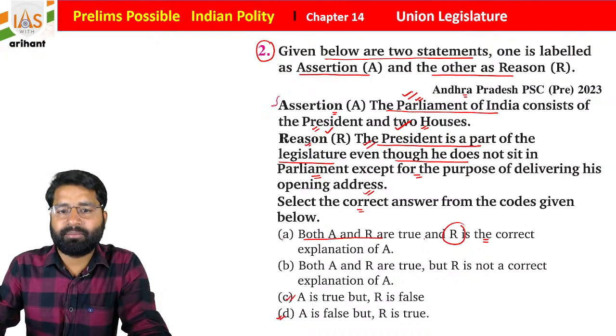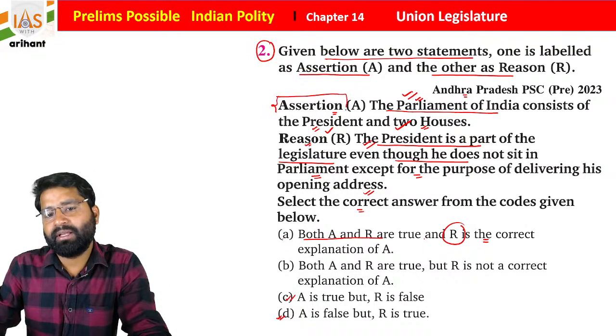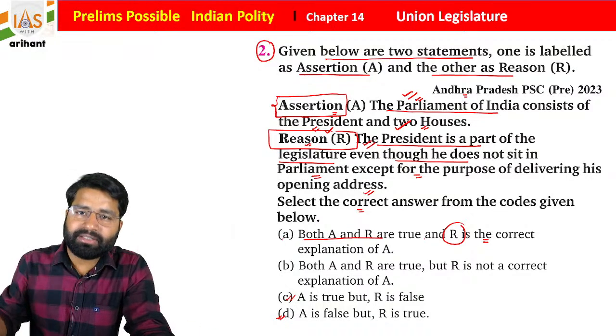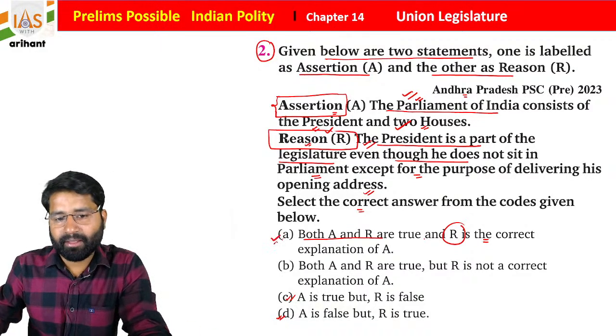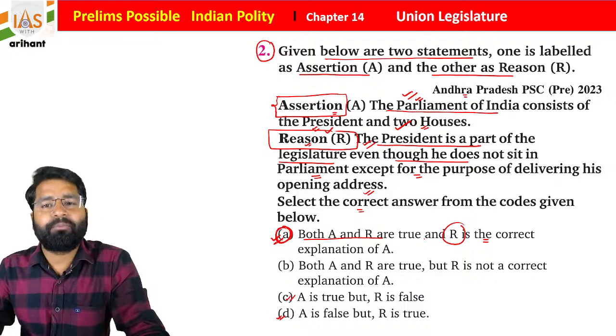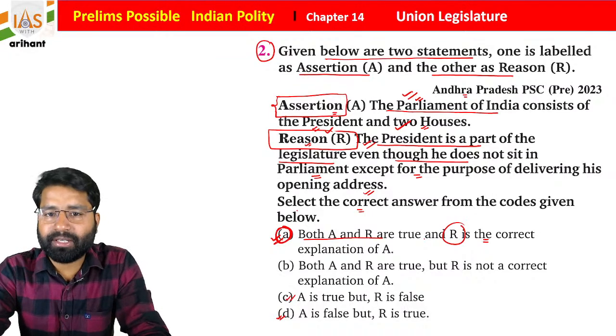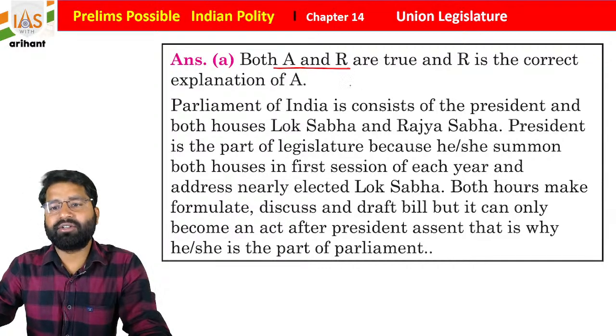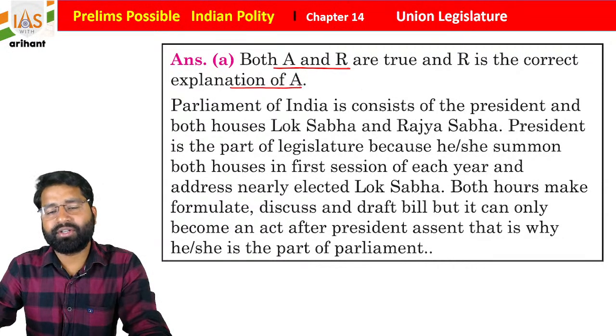Without participation of the President of India, a bill cannot become an act. So both are correct, we all know, and the reason is the correct explanation for the assertion, students. So option A is going to be the more appropriate and right answer. Both assertion and reason are true, and the reason is the correct explanation of the assertion.